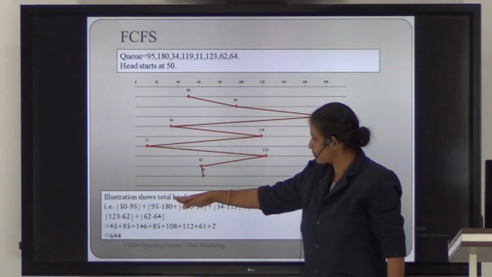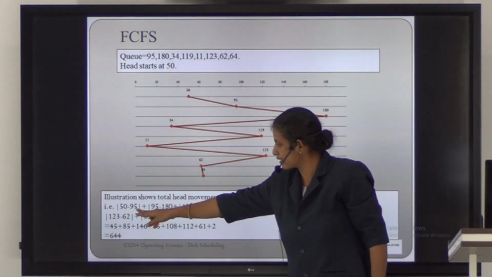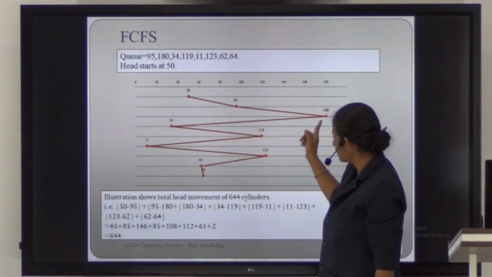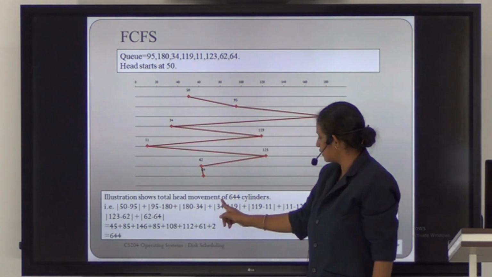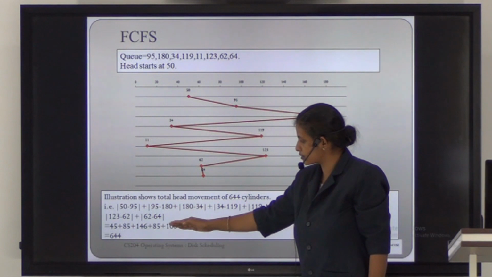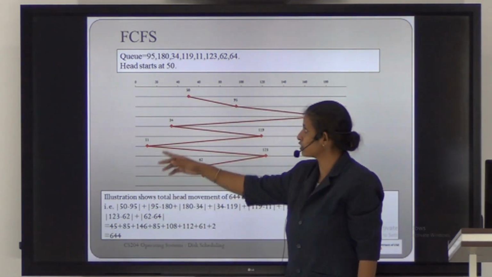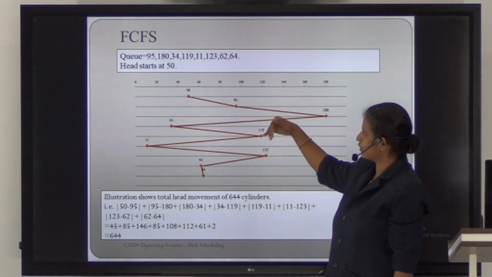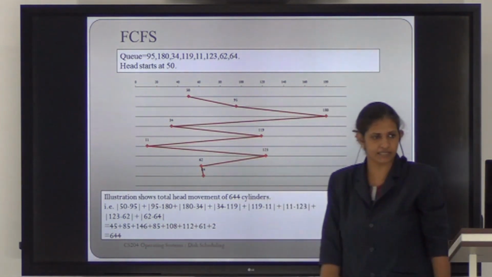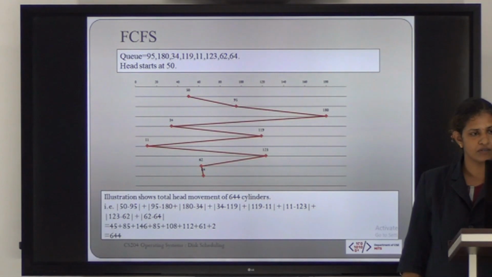Similarly, we can calculate all the movements: 50 minus 95, after that 95 minus 180, 180 minus 34, 34 minus 119. We take all the absolute values of the head movement and we get 644. That is, in order to process all these requests, the head has to move this amount. This is the seek time in the case of FCFS. And this is about FCFS.